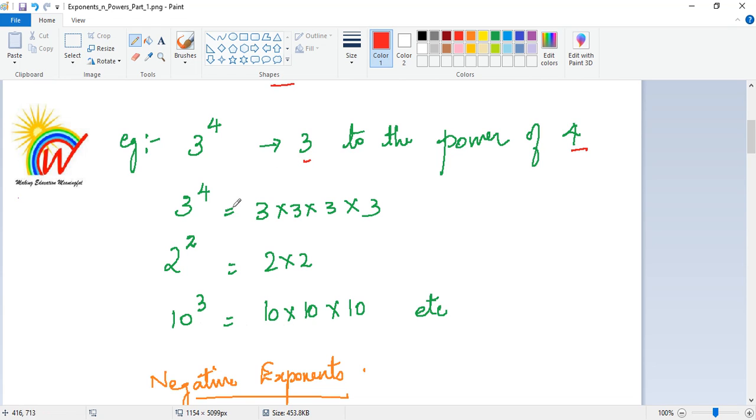Okay, now when I say 3 to the power of 4, it actually means 3 being multiplied 4 times. Alright, and 2 to the power of 2 is 2 being multiplied 2 times. 10 to the power of 3 is going to be 10 being multiplied 3 times, and so on.